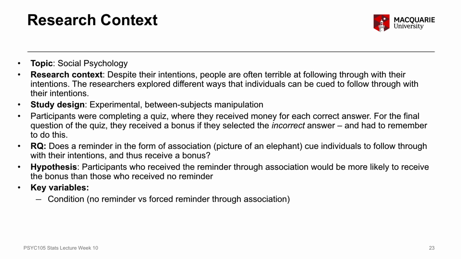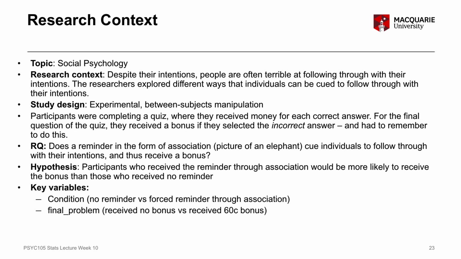We've got their condition, their group variable, and that's got two levels or two categories. Those who are in a no reminder, essentially control group, versus those who were in a reminder through association group. So the ones who actually got the reminder.